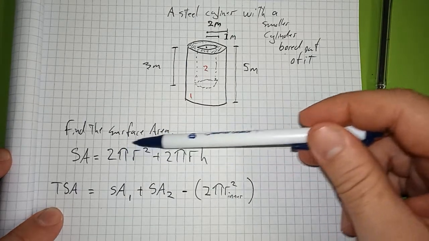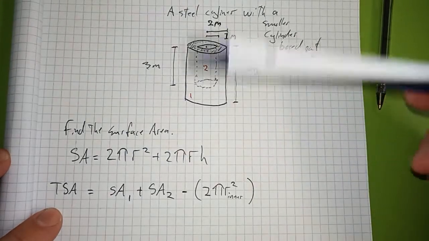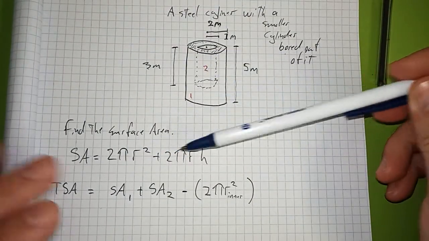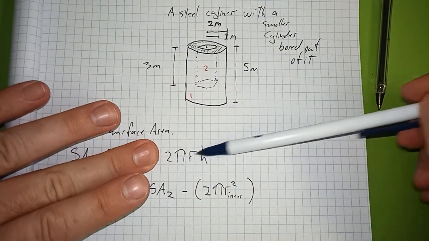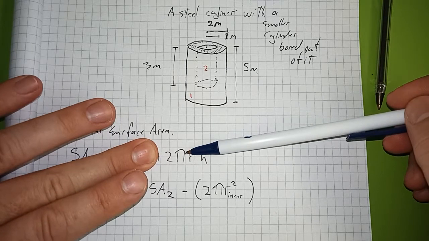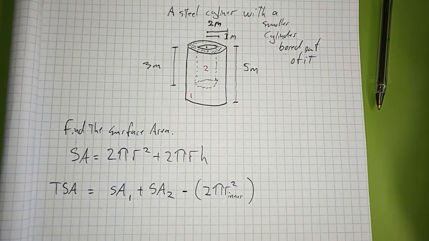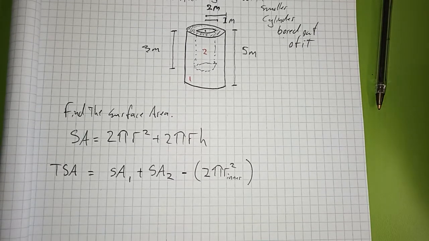Now you may notice that 2 pi r squared there is actually 2 pi r squared here. So if we were clever, we could just find, for the small cylinder, 2 pi rh and work it that way. But we're going to do it the longer way right now, but the more clear way.